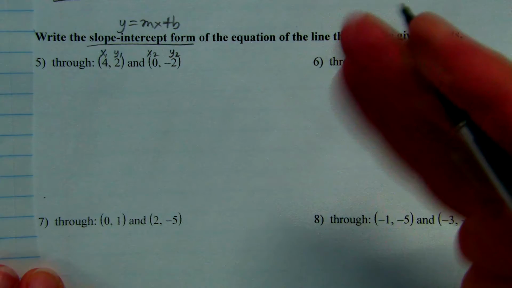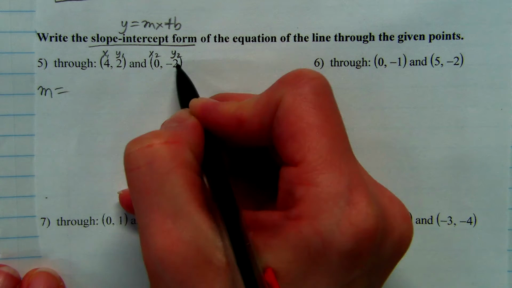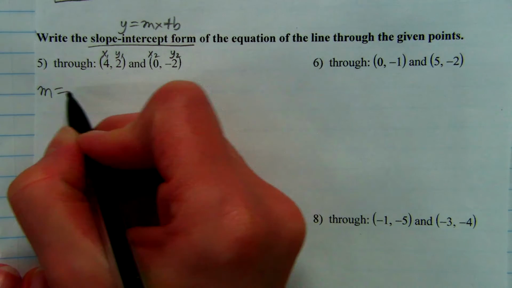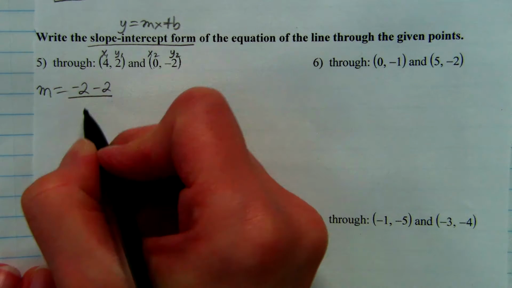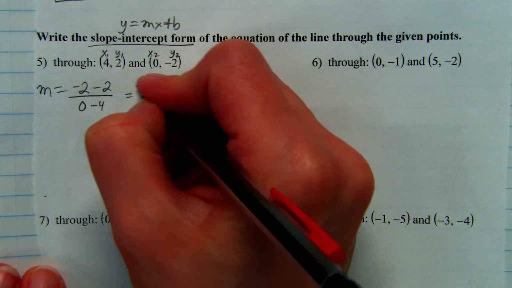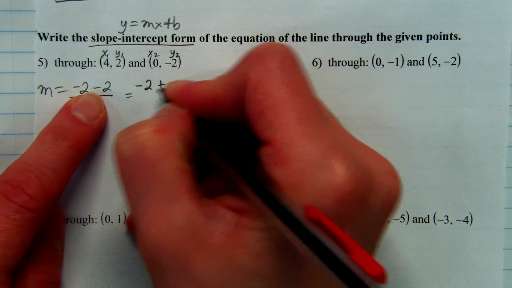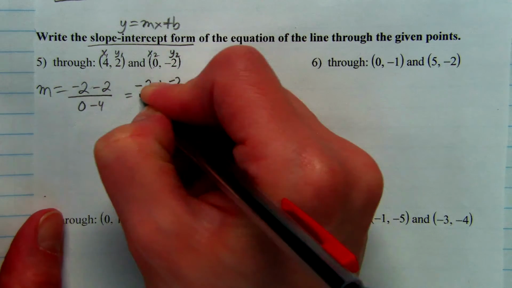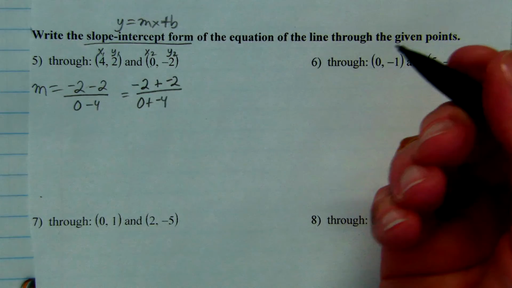And we're still going to find the slope first. So we're going to set that up. So we do y2 minus y1. So -2 minus 2 and 0 minus 4 on the bottom. So since we're subtracting on both of those, I'm going to go ahead and do keep, change. So keep the -2, change it to addition, change this to -2, and then 0 minus 4 would just be 0 plus -4 if you want to think of it that way.